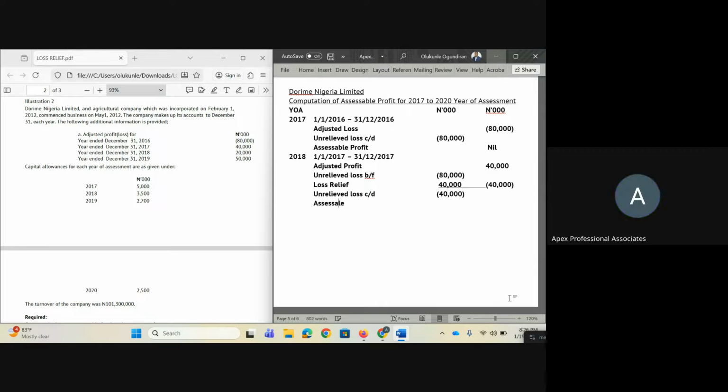Assessable profit. You have nil. Then 2019. You have 2018, 31st of December 2018, right? Yes, sir. Adjusted profit, 20,000.